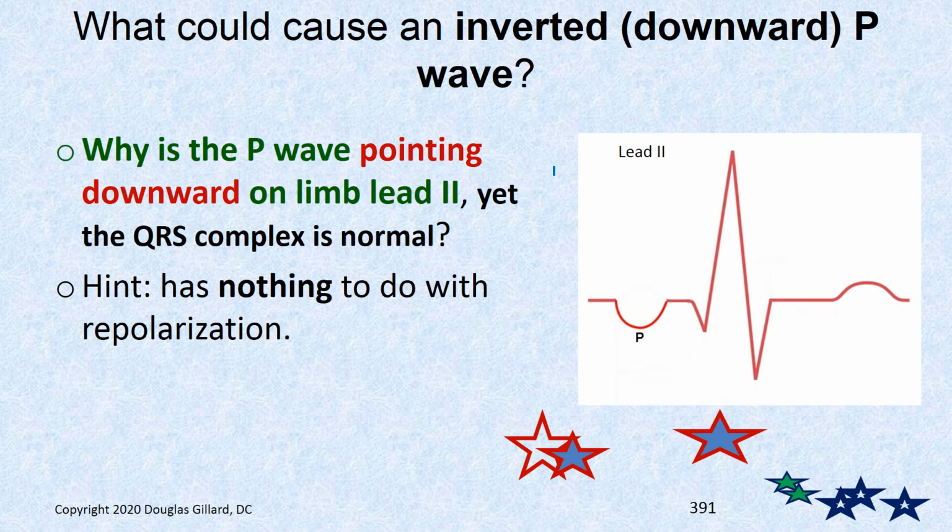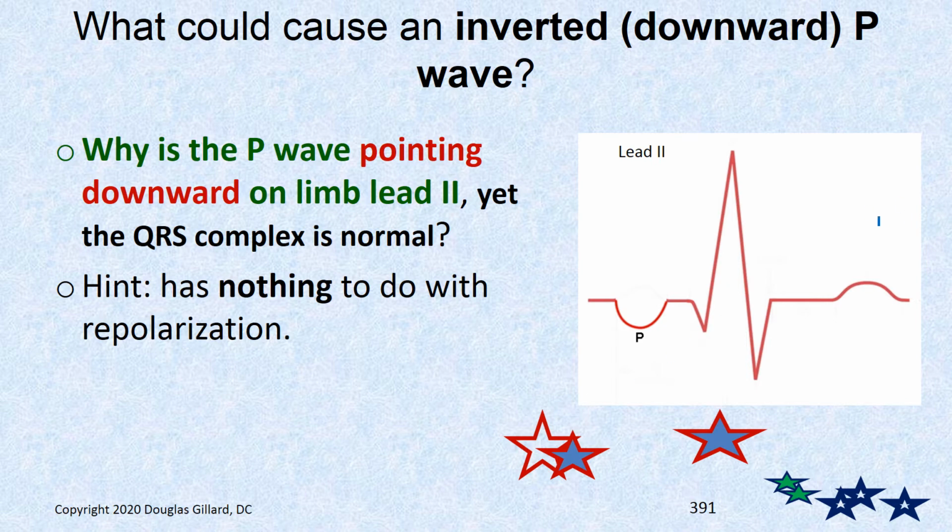Inverted P wave. All right, so you're looking at an EKG, and all of a sudden you see this. Is that normal? No. It's supposed to be pointing up. So why in the world would the P wave be pointing down on limb lead 2, yet the QRS complex is completely normal? There's nothing to do with repolarization. We know that's still depolarization of the P wave. Anybody know why?